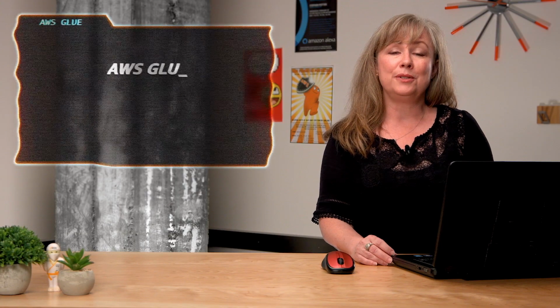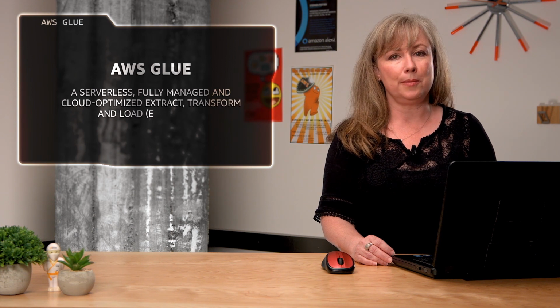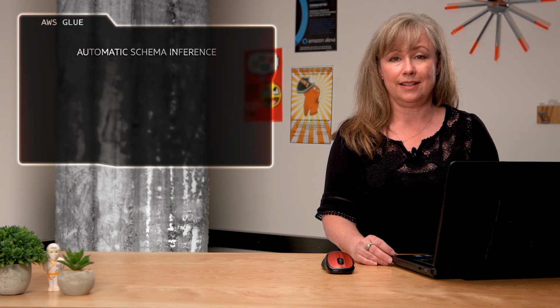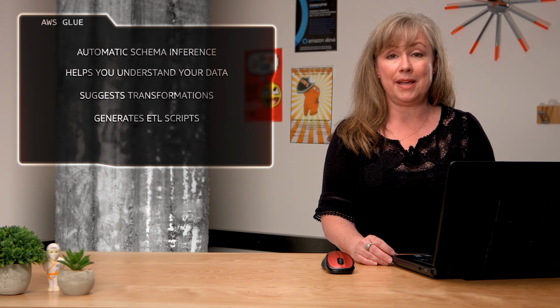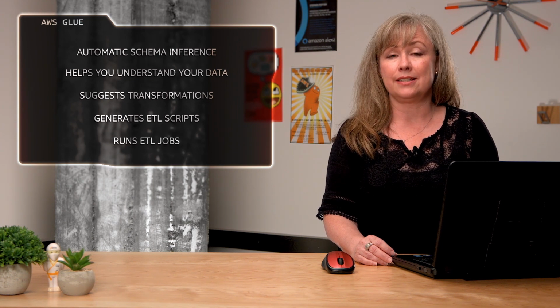Today I'm going to walk you through how to use AWS Glue to manage the metadata associated with your data on AWS. AWS Glue is a serverless, fully managed, and cloud-optimized extract, transform, and load, or ETL service. It provides automatic schema inference for your semi-structured and structured data sets. Glue will help you understand your data, suggest transformations, and generate ETL scripts for you so you spend less time hand coding. Glue will also run your ETL jobs, automatically provisioning and scaling the resources needed to complete them.